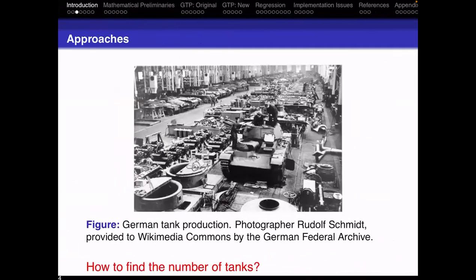A lot of this was due to their excellent use of tanks and tank tactics. And so here's a picture of the German tank production. It was extremely important for the Allies to know how many tanks the Germans were producing and how many were being deployed to various theaters. One possibility, of course, is to just go up to the Germans and ask, but that's probably not going to get you an accurate answer. How could you find out how many tanks the Germans were producing? What could you do?